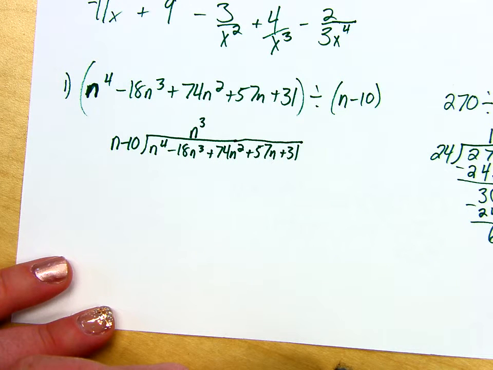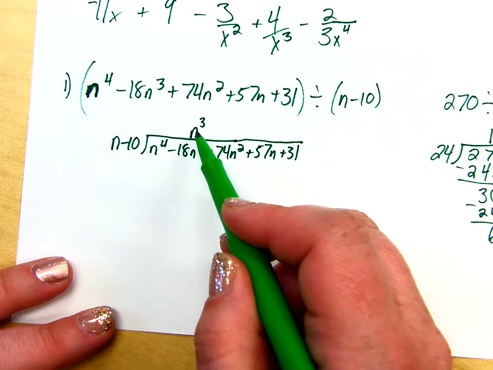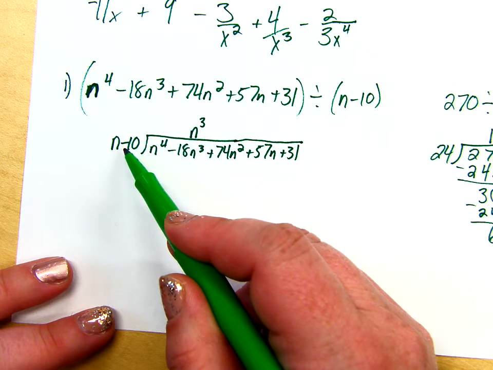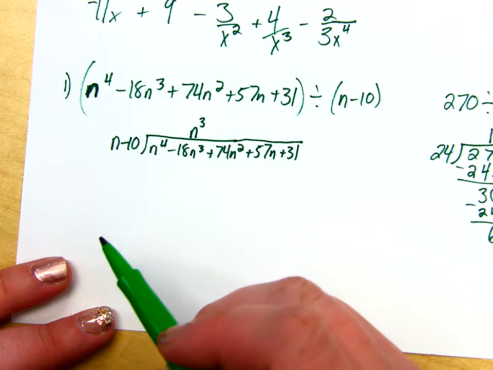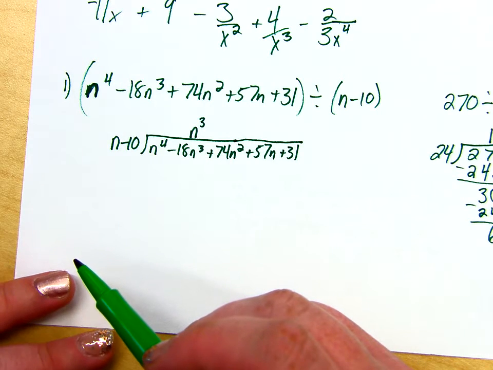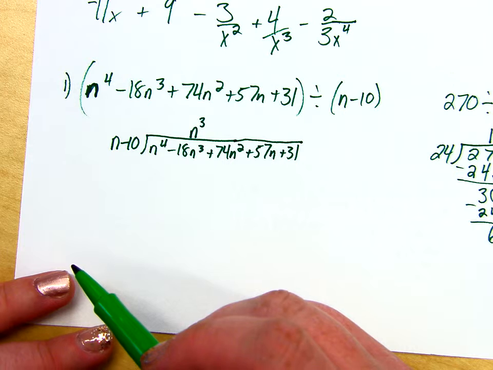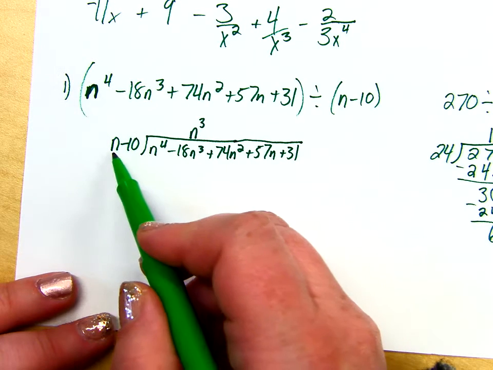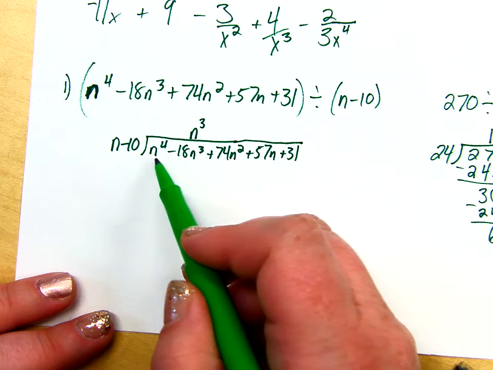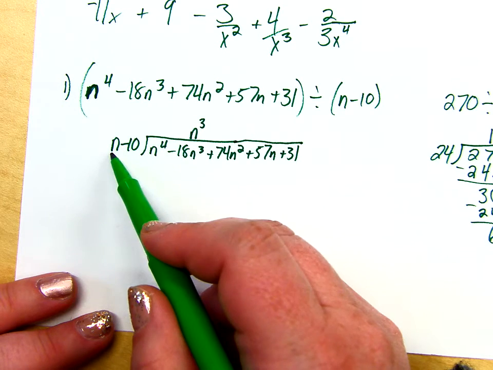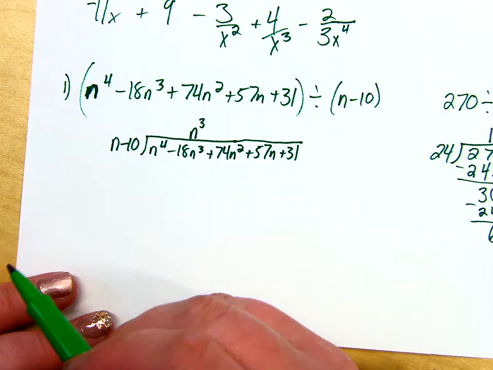And now it's kind of the same procedure. I'm going to take the number on top and multiply it by what's out in front and put the answer underneath. Okay, so it's always just the first term. What do I multiply that first term by to get to this first term? So n times n to the third will get me n to the fourth.